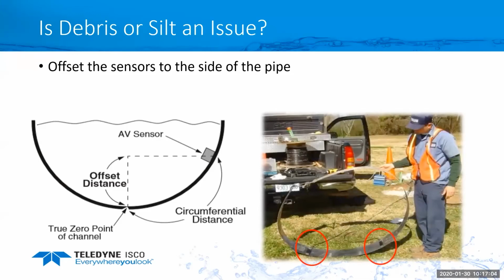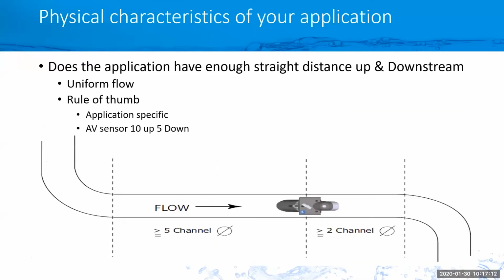And this is just an example where they had 2 sensors in a channel. They were getting sediment on there, rotated off to the side, and we're getting great data after that.